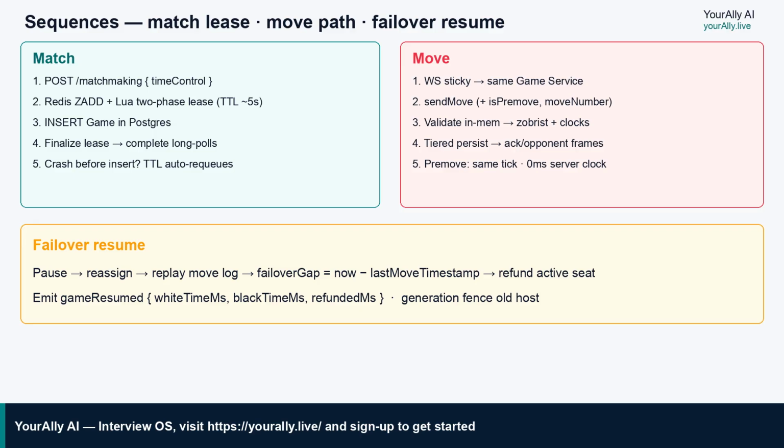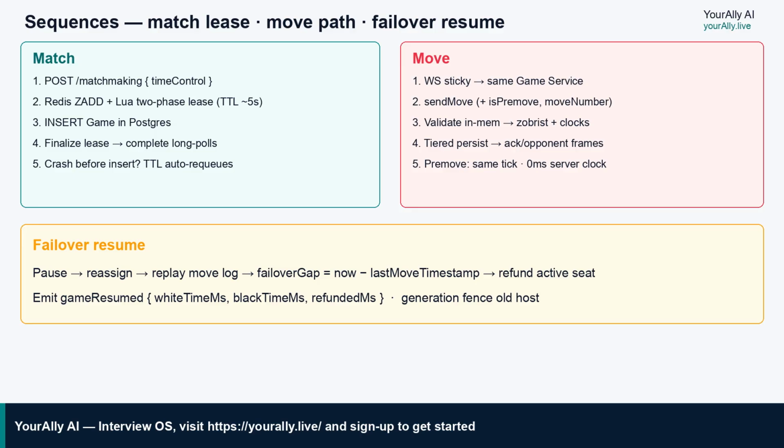One more concrete walk: draw offer is out of scope for mandatory design, but if asked, server mediates agreement. Both seats must confirm. Never trust one client saying draw accepted. Same contents and pattern as matchmaking claims, smaller blast radius.